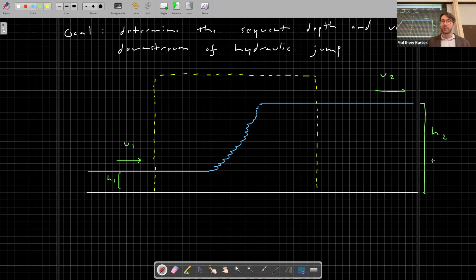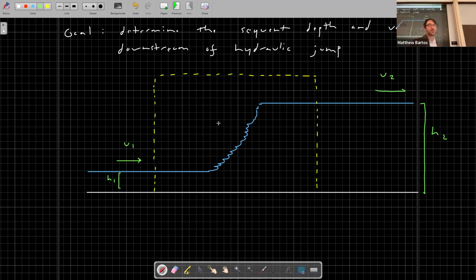So how can we go about analyzing this system and computing what the downstream velocity and depth are going to be? What equation do you think we're going to use here? Wrong. Wrong. So I think I may have given you too much confidence in the energy equation. Why might it not be a good idea to use the energy equation here? Oh, energy is wrong. Very good.